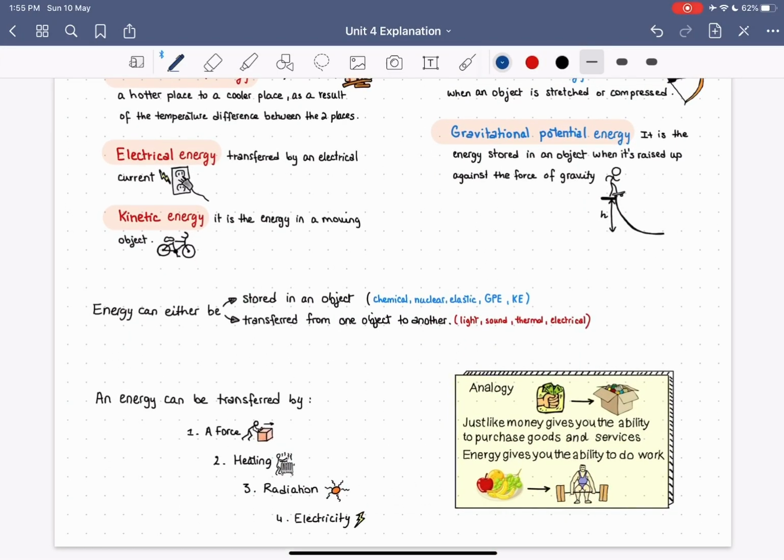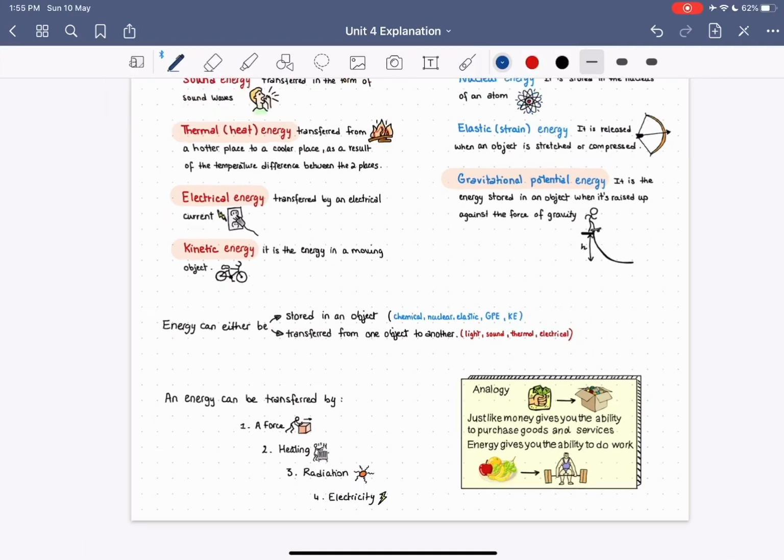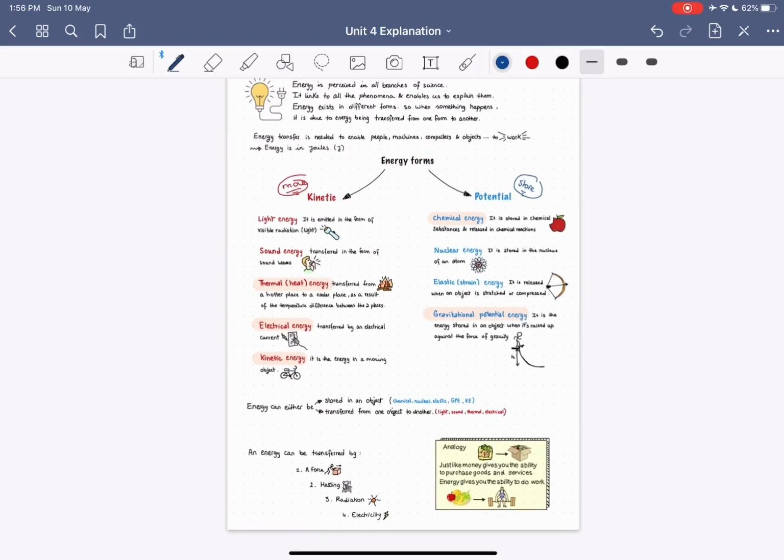Energy can be either stored in an object or transferred, as we said, and energy can be transferred by different means: by applying a force, or by heating, or by radiation, or through electricity. So these are the main types that would make us transfer energy from one form or one store to another.